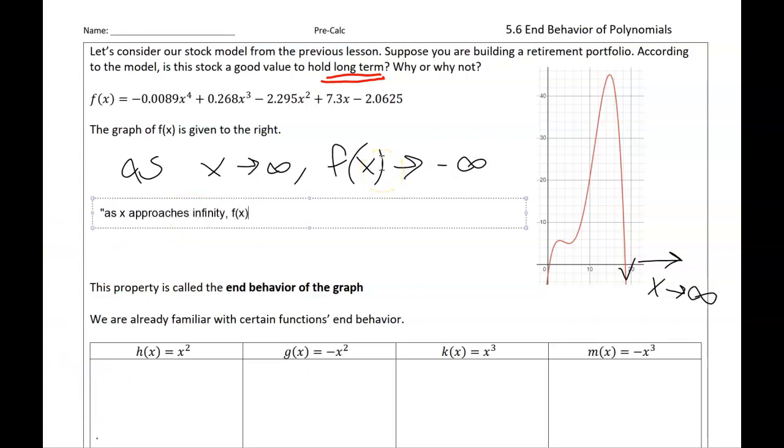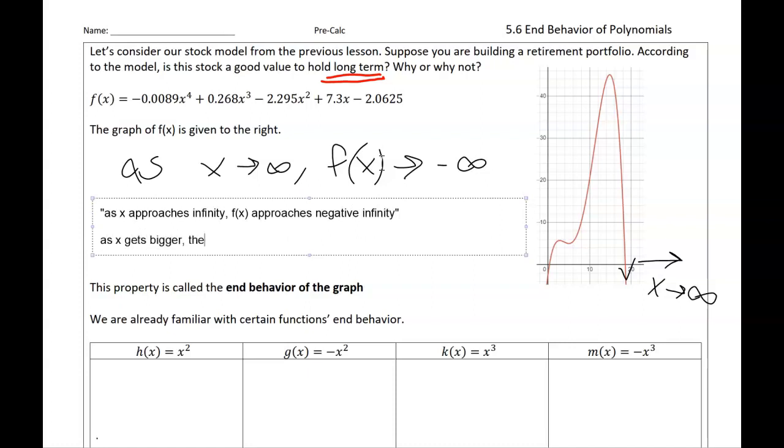And this is one of those situations where it's really important that you make some meaning out of the notation. So definitely we want to write it down in words and say it out loud. If you're in a spot where you can say it out loud a couple of times, that will help you understand this notation as well. But the translation of it is, as x gets bigger, the y values are decreasing forever, right? So the overall trend at the end of the graph as x approaches infinity is that the y values are going down. And this idea is called the end behavior of the graph.